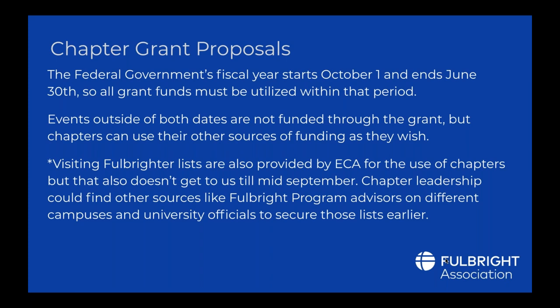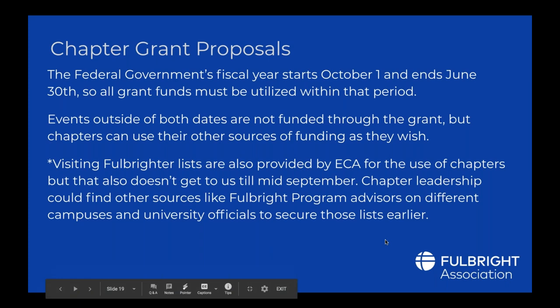Sometimes chapters call me and ask if they can prepay for an event in August. We have sometimes allowed that. It's also all dependent on whether the funding from ECA is valid till the end of the year, or that they have to report by August. So again, you have to talk to me, or actually Lisa, about prepaying for events in August. They will not fund your activity if you have something scheduled for September. So it's not a surprise. They go by their fiscal year. I just wanted to stress that.